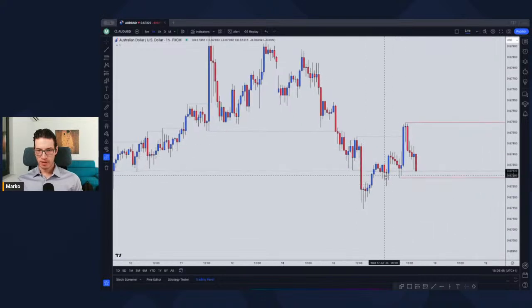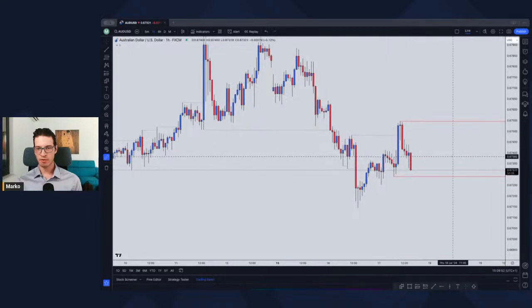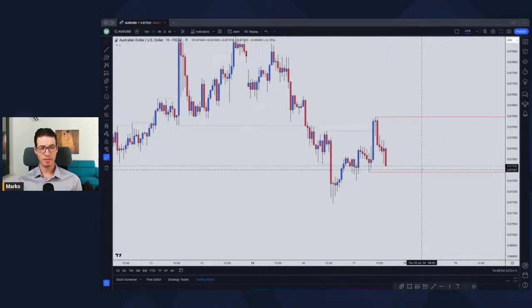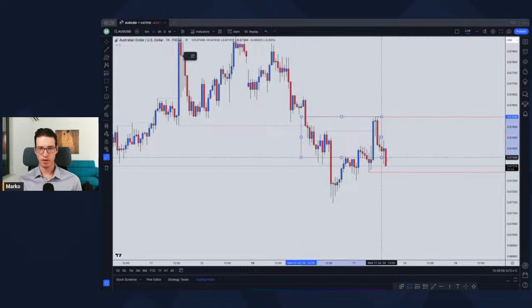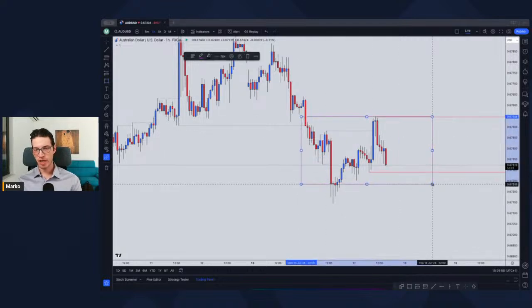Broke down, and now on this 1 hour chart, we're starting to be a bit corrective. We broke the high, retraced, moved down. So not seeing much high probability price action on the Aussie US dollar. I'm seeing range bound price action.